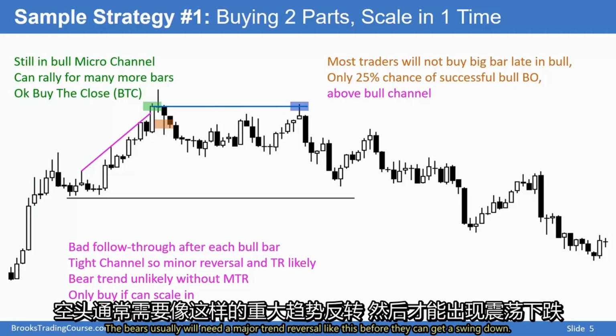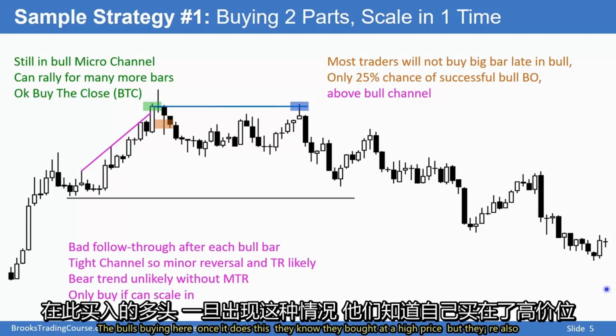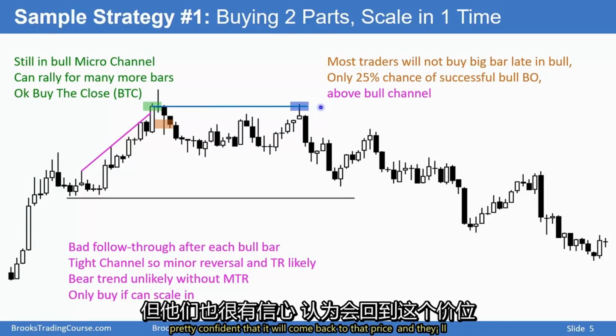The bears usually will need a major trend reversal like this before they can get a swing down. The bulls are buying here. Once it does this, they know they bought at a high price, but they're also pretty confident that it will come back to that price and they'll be able to get out, break even, maybe a small loss, maybe a small profit.